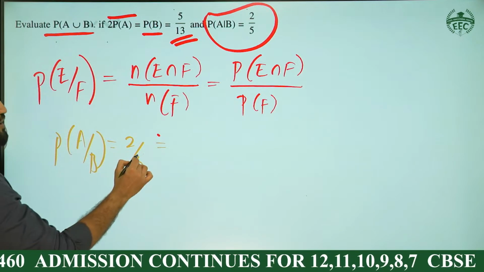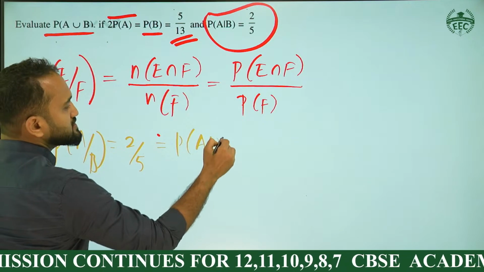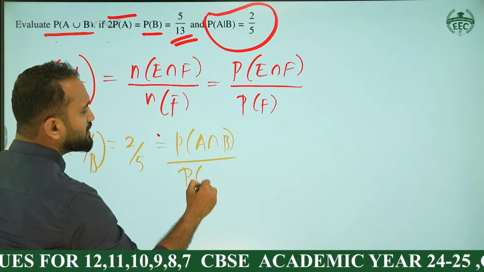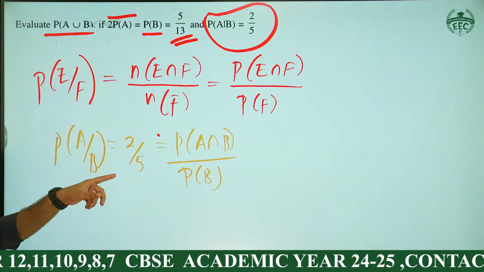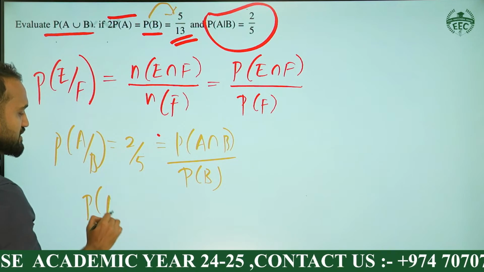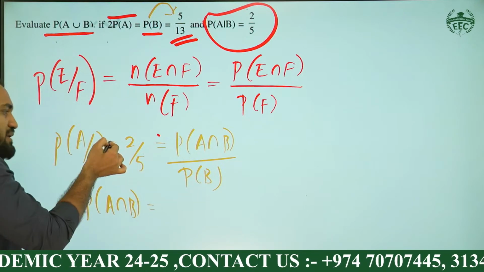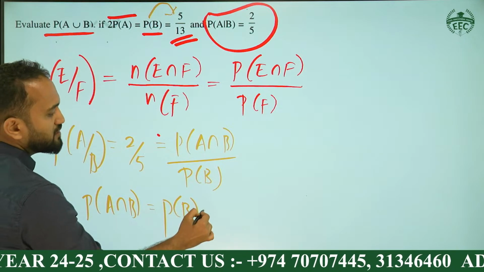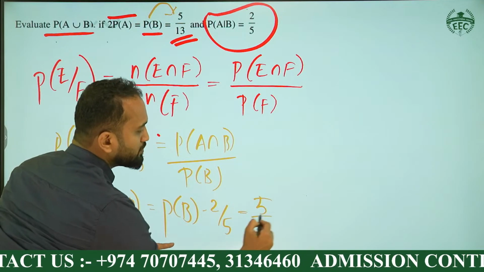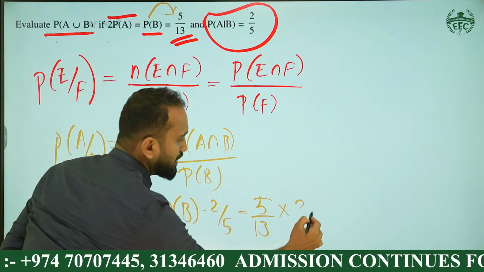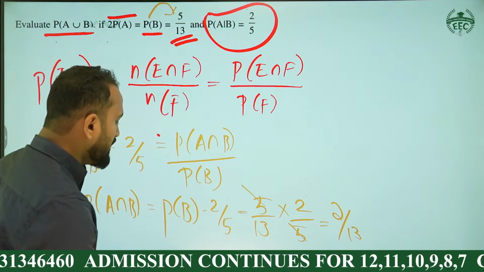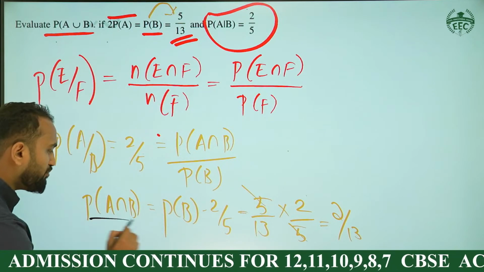People, tell me what is P of A bar B? It is P of A intersection B divided by P of B, given as 2 by 5, where the value of P of B is given as 5 by 13. Therefore, I can say that P of A intersection B is equal to P of B times 2 by 5. Now, if you substitute the value of P of B, 5 by 13, this will become 5 by 13 into 2 by 5, whose value was found to be equal to 2 by 13.